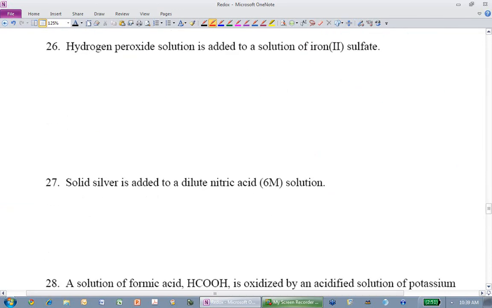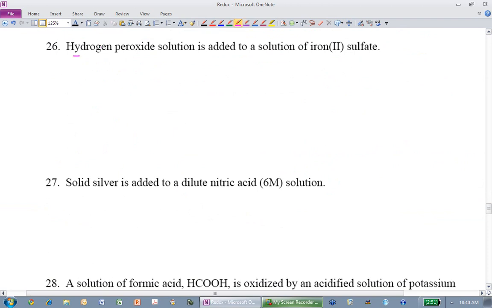Hydrogen peroxide. Yep, we see that a lot too. Don't forget about that peroxide ion, which is O2 with a 2 minus total charge. It loves to become water. It loves to become oxygen. But hydrogen peroxide is going to always decompose into water for you for sure. May or may not have the oxygen present.